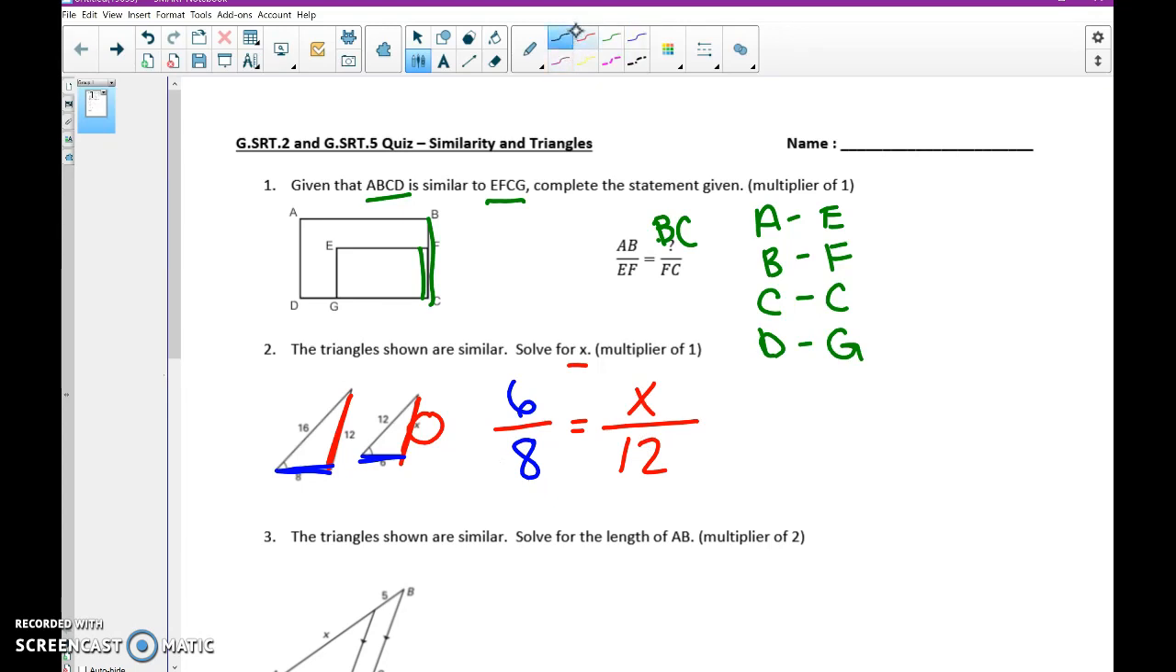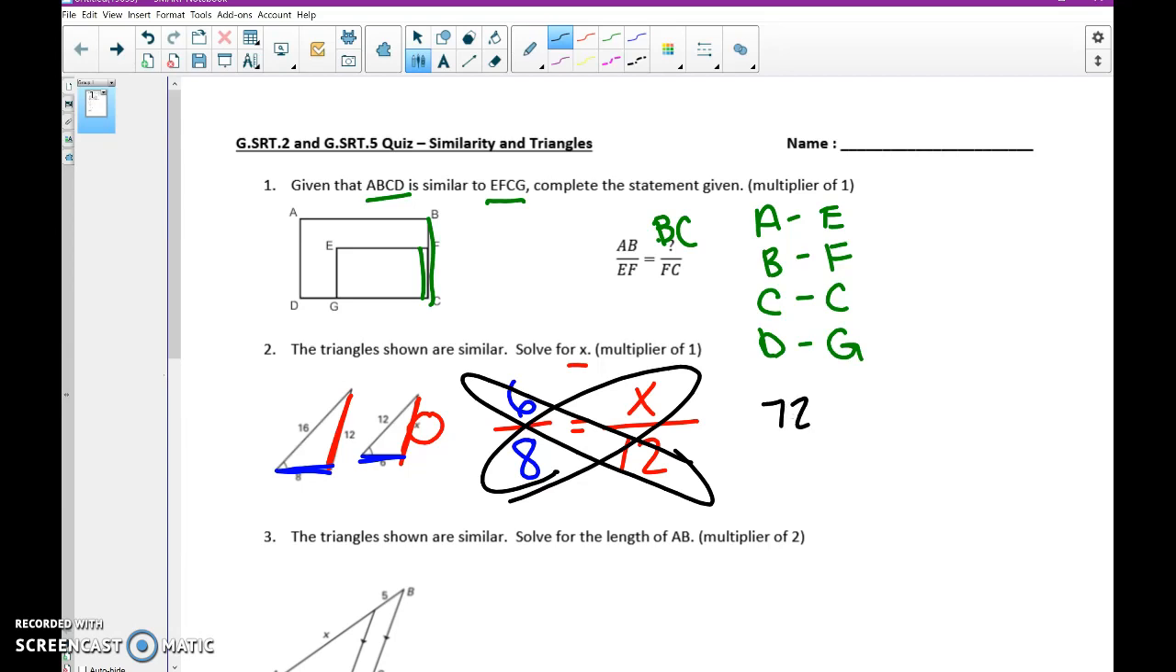From there, it's just basic cross multiplying. X and 8 go in one group, 6 and 12 go in the other. Well, 6 times 12 is 72. 8 times x is 8x. Pretty basic algebra to get x by itself. If 8 is being multiplied by x, divide both sides by 8, and we get that x is equal to 9. And there's my answer for that problem.